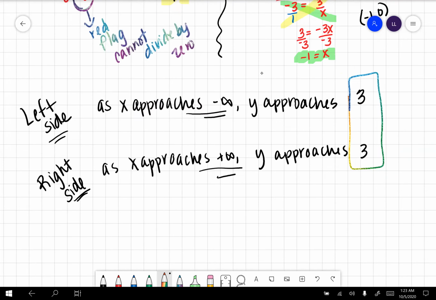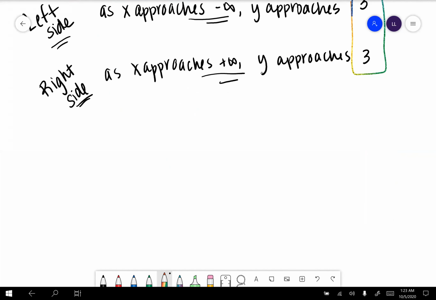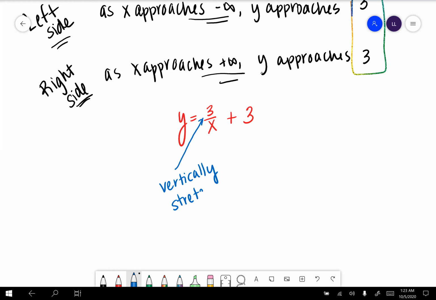transformation. So here we have y equals 3 over x plus 3. Let's talk about what the transformation is. So y equals 3 over x plus 3. Okay, so here we go. This was vertically stretched by a factor of 3. So that's a dilation. We talked about this before. That's going to be a dilation, like we did in unit 1. So that's going to be a dilation by a factor of 3.